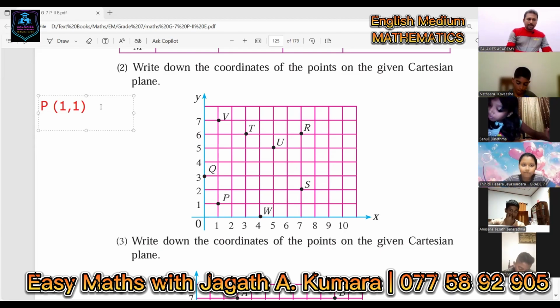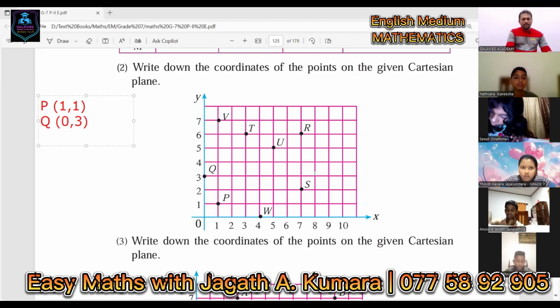The next one, Q. The coordinates of Q. Netsara, can you give the answer for Q? 0, 3. Yes, x coordinate 0, y coordinate 3. So you can write 0, 3. Right. Next one, R.